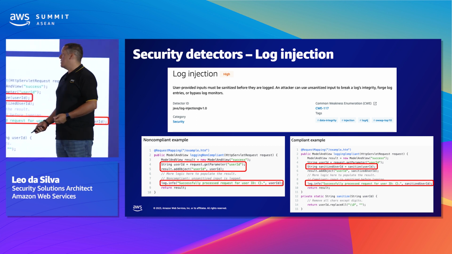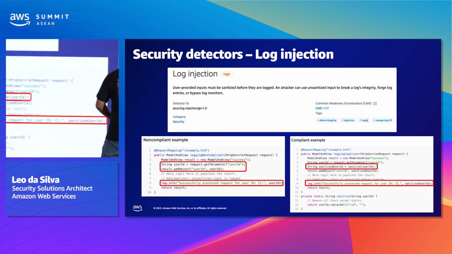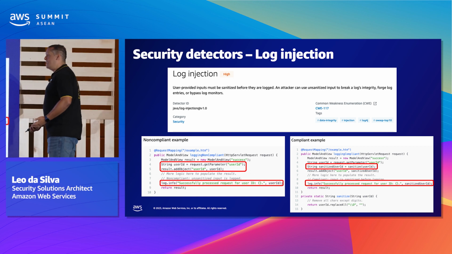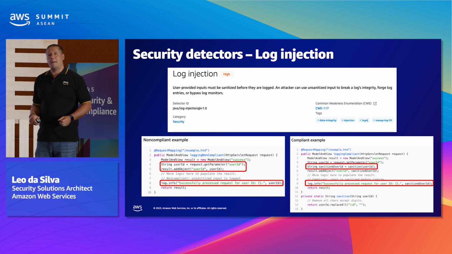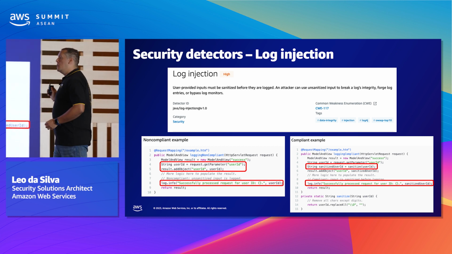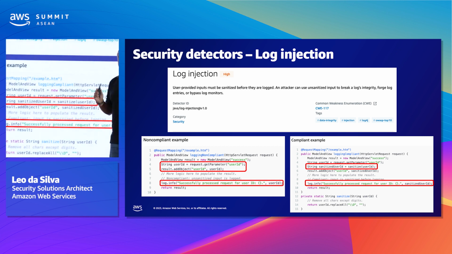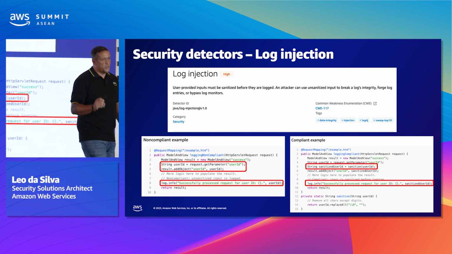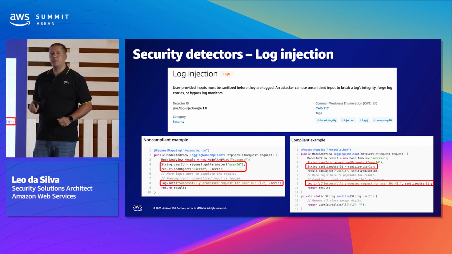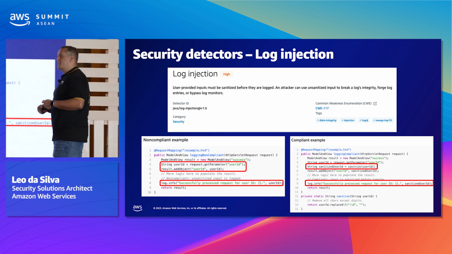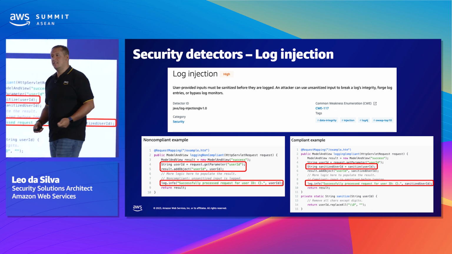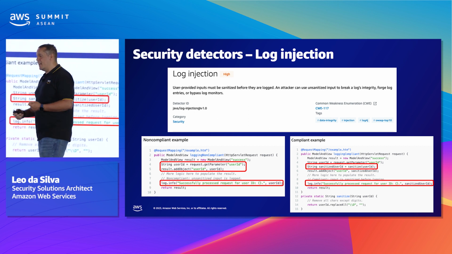On the right side, though, as you can see, we are doing the same thing, but there's a sanitization component before that log information gets into your stdout. So we are calling out exactly the line number, exactly the user input, and what you need to change to make that piece of code compliant. It's about context, it's about recommendation, it's about best practices, it's about reducing the effort. That's what we're here to do.